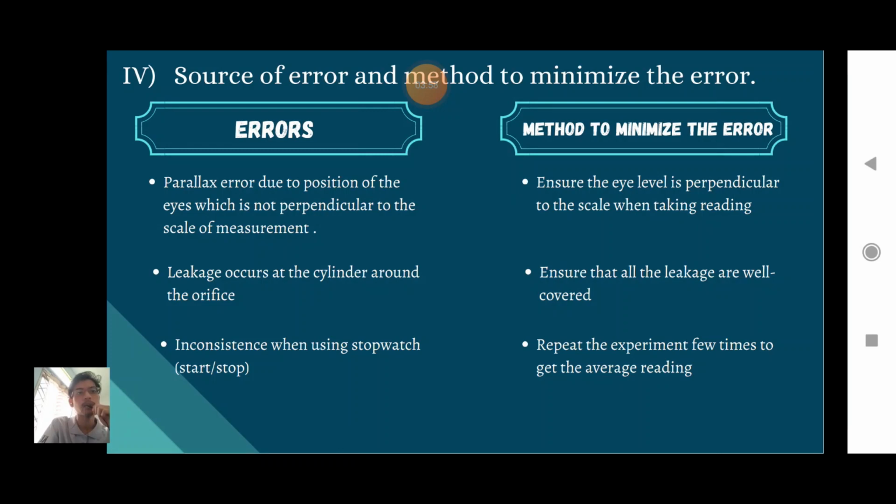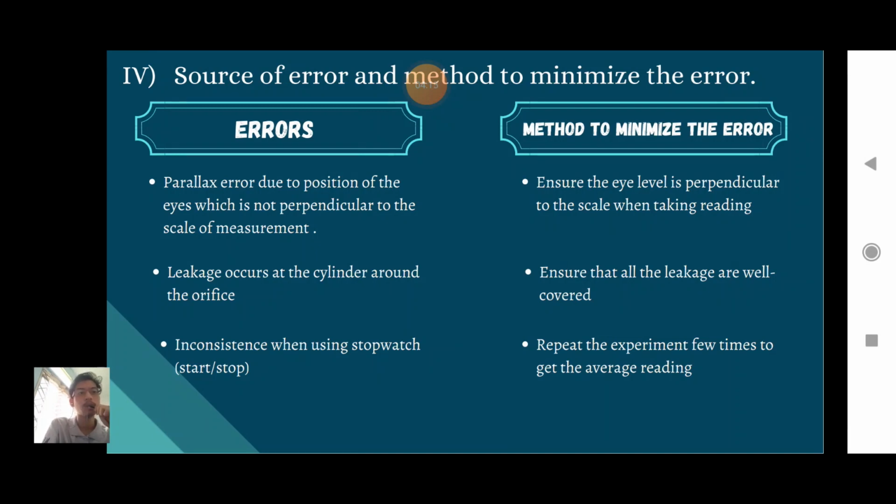Source of error and method to minimize the errors. Parallax error due to the position of the eye, which is not perpendicular to the scale of measurement. Leakage occurs at the cylinder around the orifice. Inconsistency when using stopwatch, especially when starting or stopping the stopwatch.